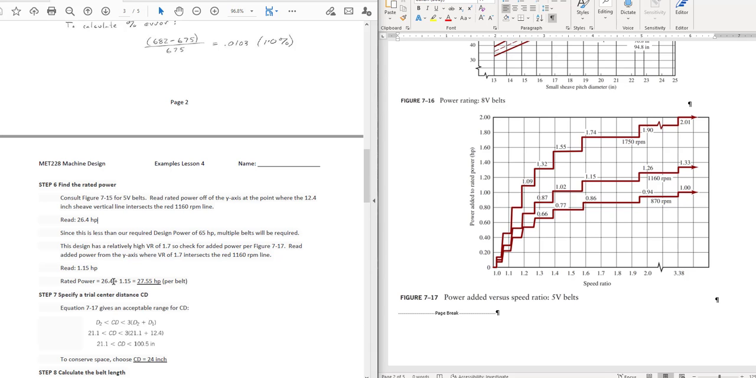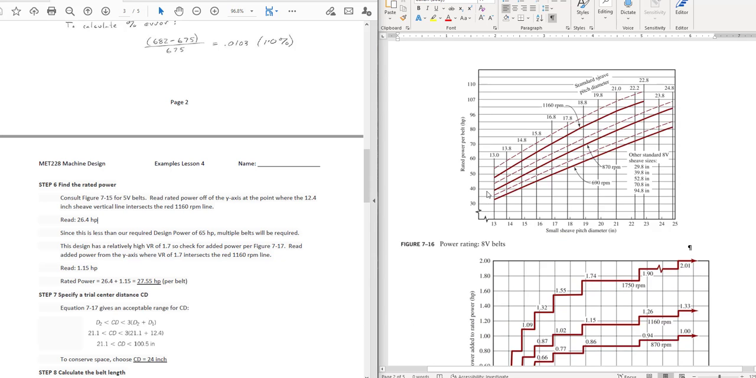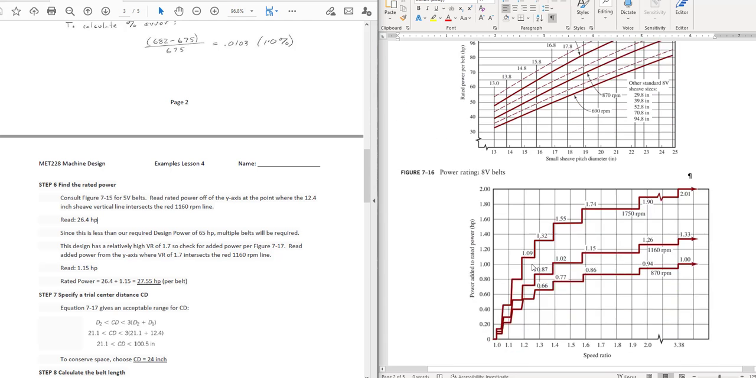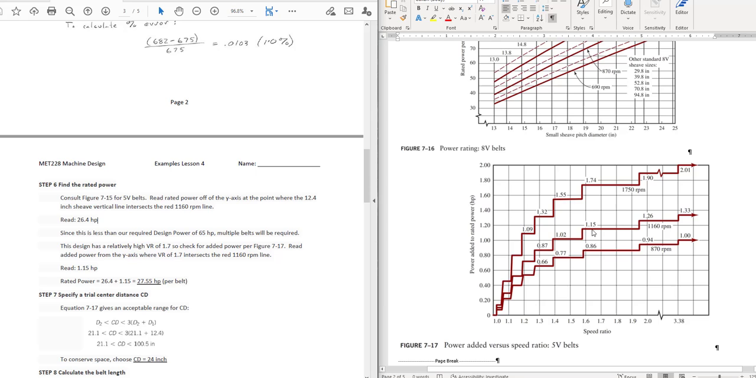So I take my 26.4, which I got from figure 715, and add to this our added power based on our velocity ratio, which is another 1.15. Therefore, we have a rated power per belt of 27.55 horsepower. That's our rated power per belt.